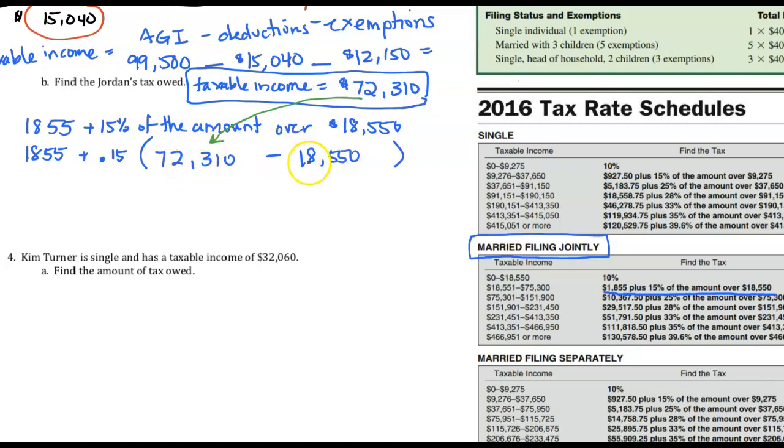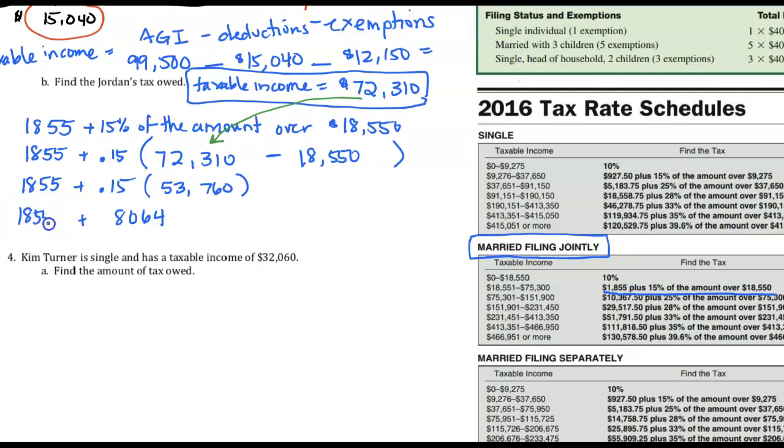By order of operations, inside the parentheses is the first thing we need to do. How much above that $18,550 are we? I'm going to keep all the other parts of the equation the same and just simplify inside the parentheses, and I get $53,760. Order of operations says the next step is multiplication. So we're going to take that 53,760 times 0.15, and I get 8,064.